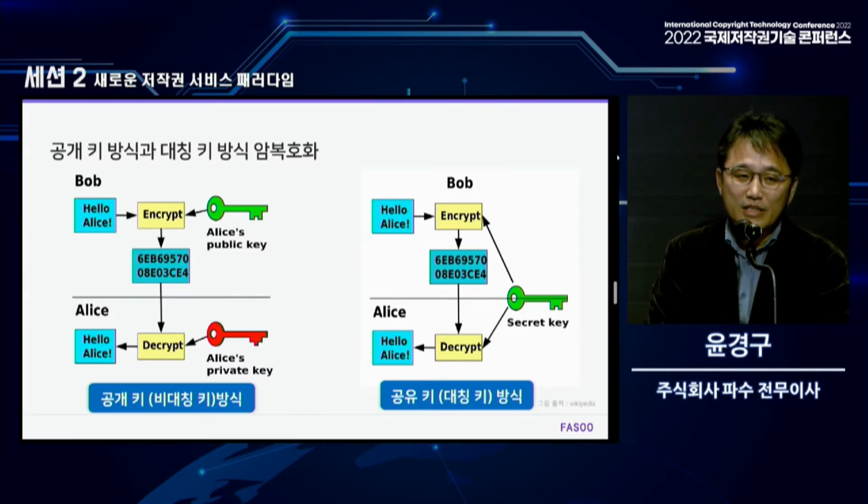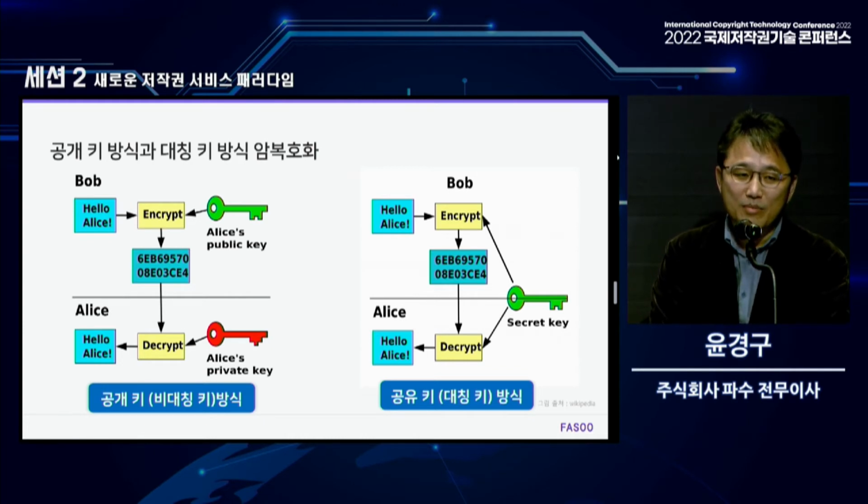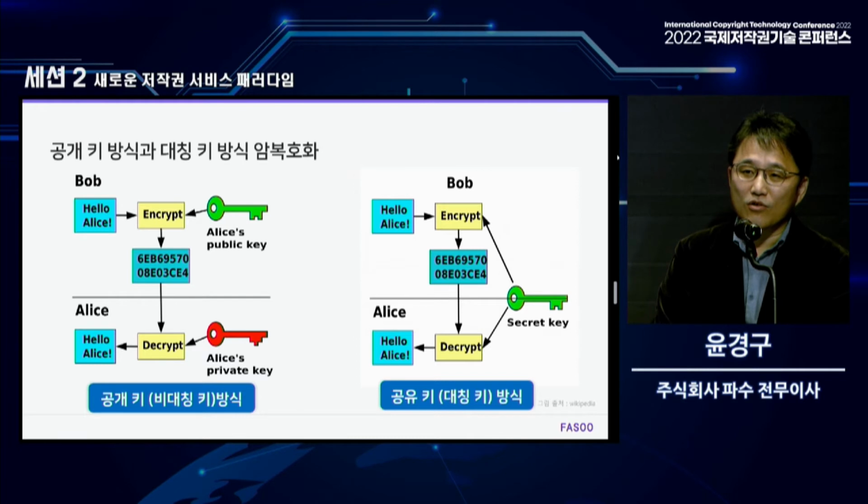So let me briefly tell you how you can take a look at the encrypted copyrighted work by using a decryption key. This is also called a symmetric key. There is a public key and there is a private key. If you use a public key for encryption, you can use a private key. So the two keys are in a symmetric relation. And public keys are open to everyone. Private keys, as the name says, are exclusive to you, for example.